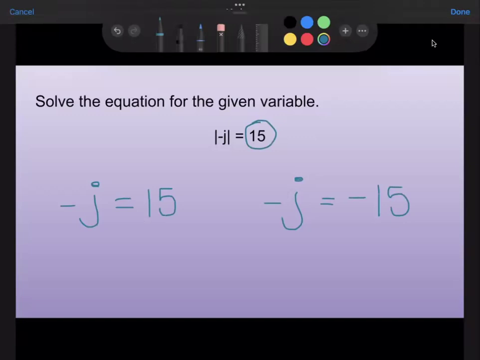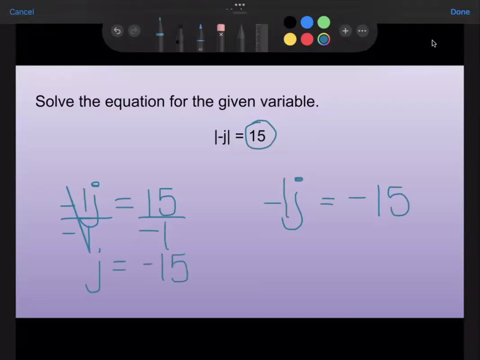So negative j is the same as saying negative 1 times j. So to get rid of that, I have to divide both sides by negative 1 so that these cancel, and I have just j over here equals, then 15 divided by negative 1 is negative 15. So that's my first solution.